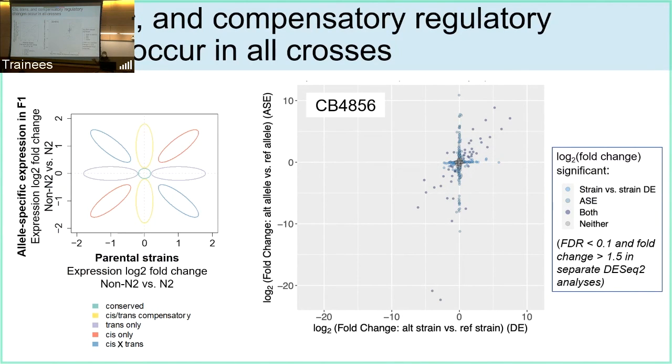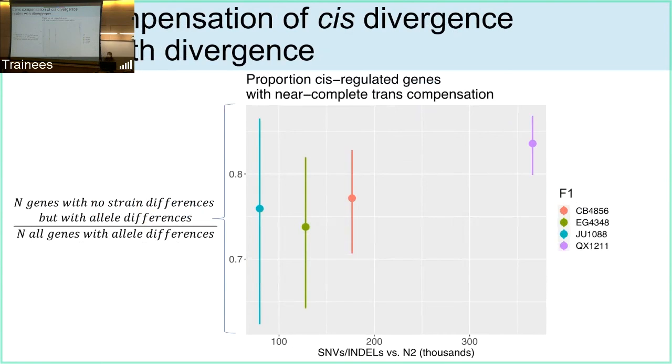And of course, we're really interested in comparing this across strains, and just showing you a bunch of scatter plots, you can't really do that. So we want to ask, is there more compensation proportionally as you have more divergence across the strains? And so that's what I'm showing here. This is the proportion of genes with cis-regulatory changes that have compensatory trans changes. So it's that vertical spread of points divided by all of the ones with allele-specific expression we detected.